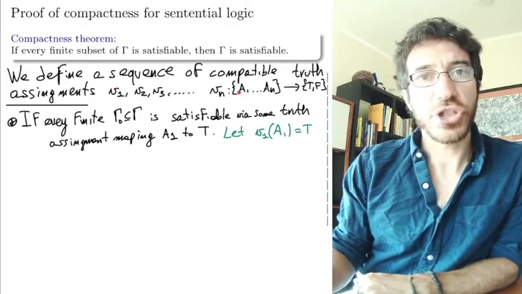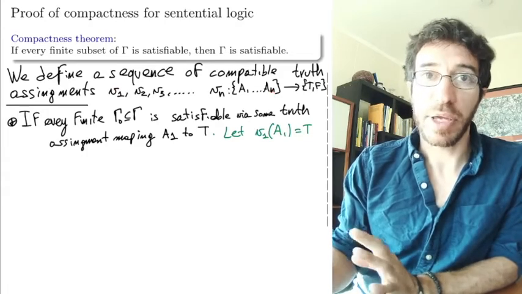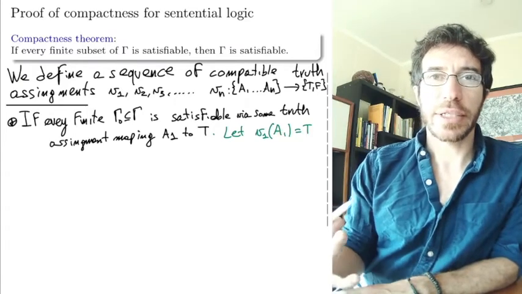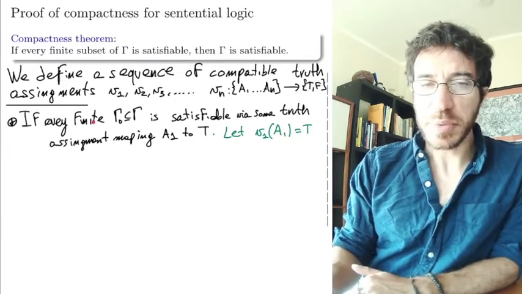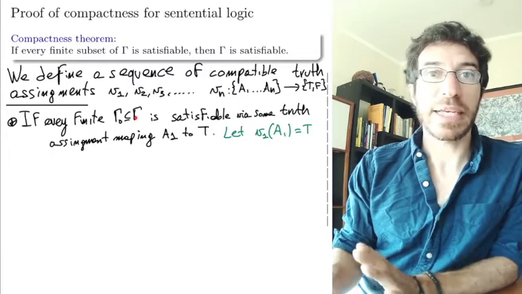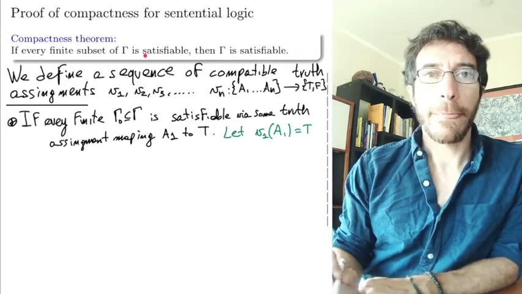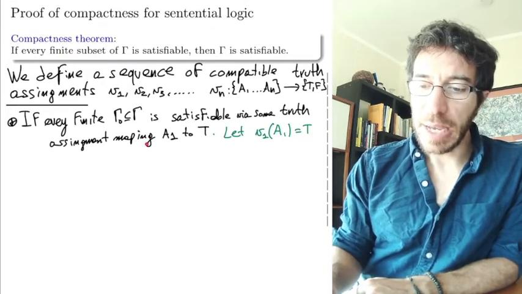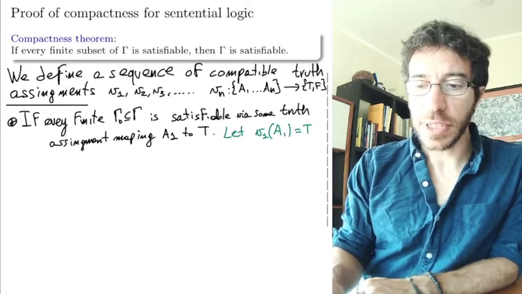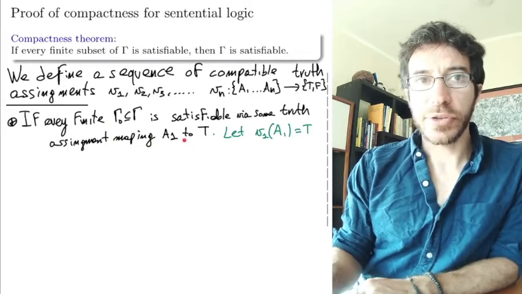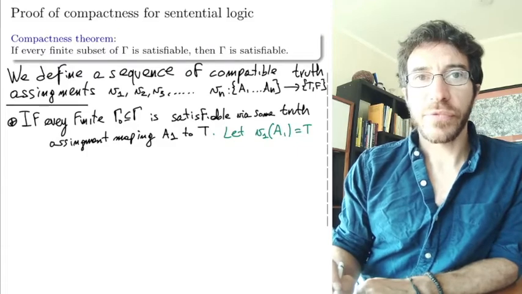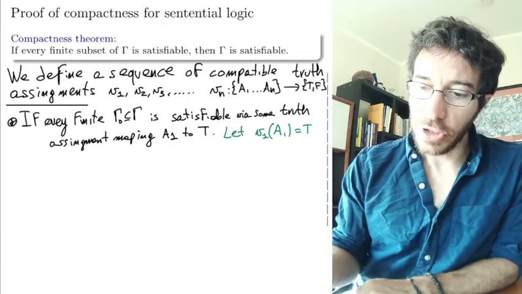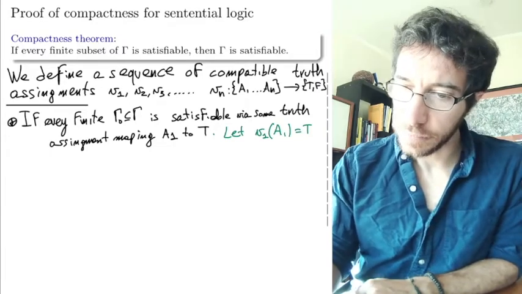The domain of V1 is just A1, because from A1 to A1 is just A1. So all we need to say is what V1 is going to do on A1. And we're going to say the following. We know that every finite subset of gamma is satisfiable by some truth assignment. That's the assumption. But now the question is, is it satisfiable by some truth assignment that maps A1 to true? So if all of the subsets are compatible with A1 being true, then we let V1 of A1 be true. And if not, we're going to let it be false. Let's write that down.